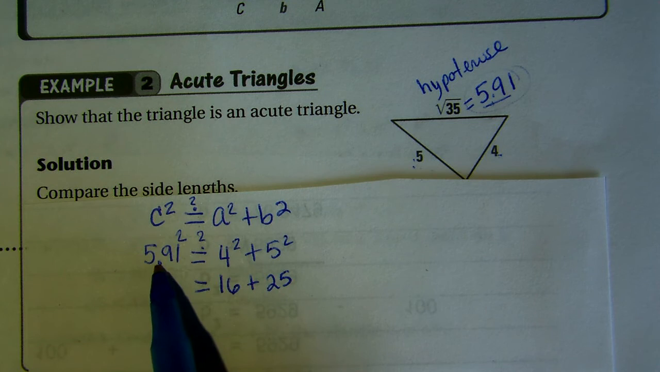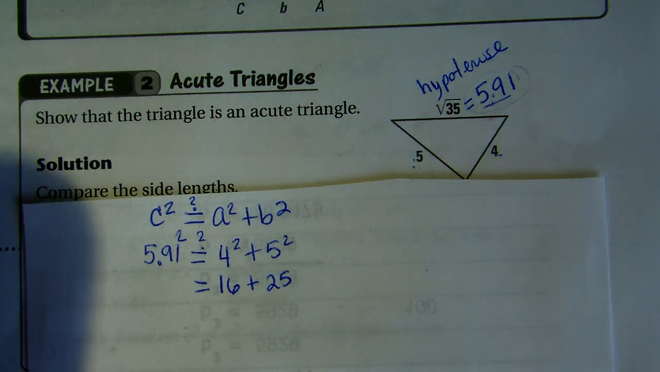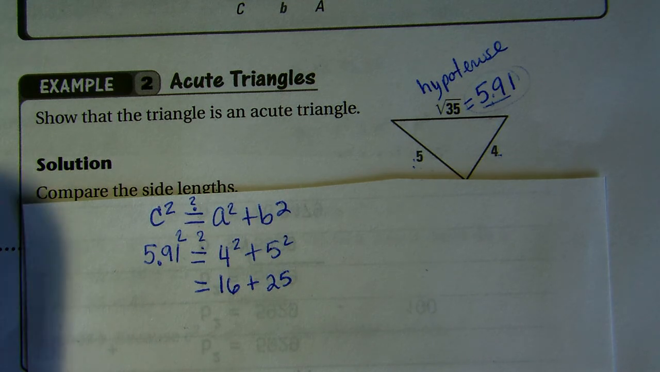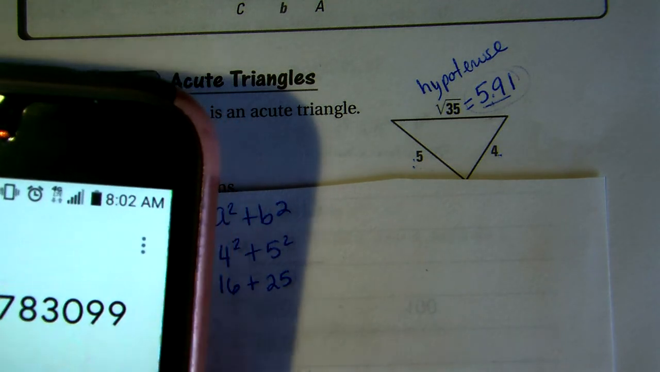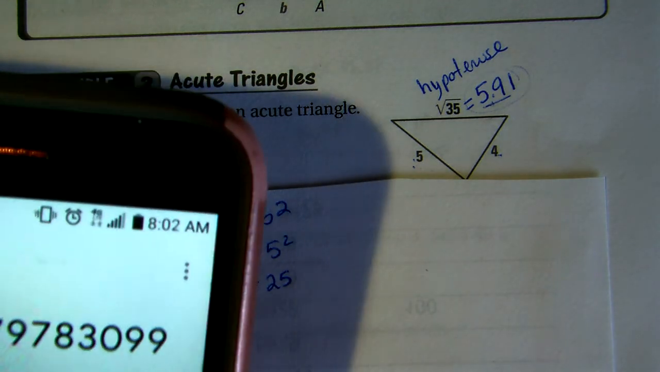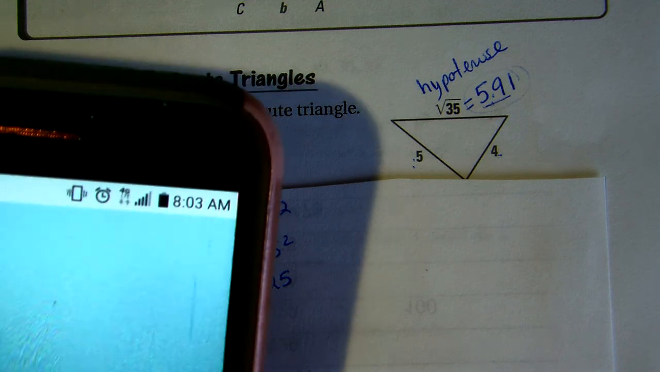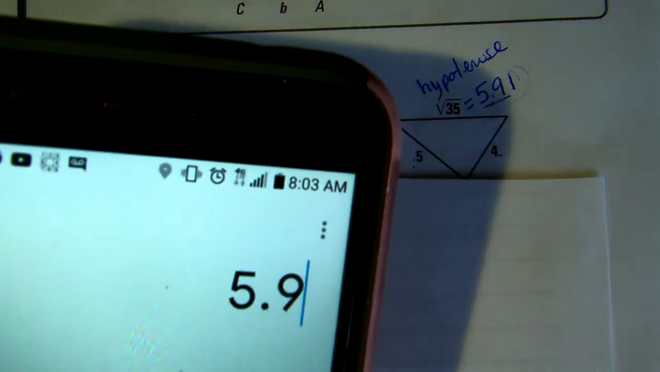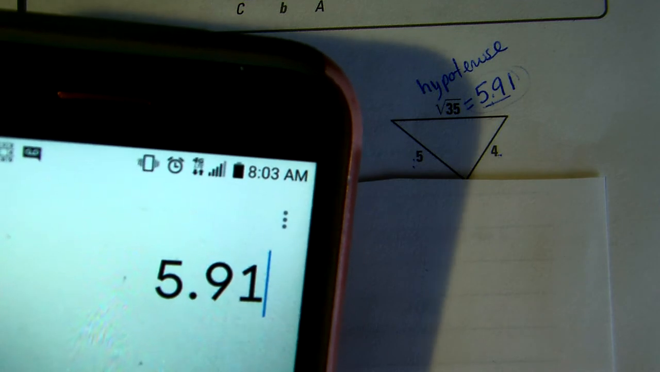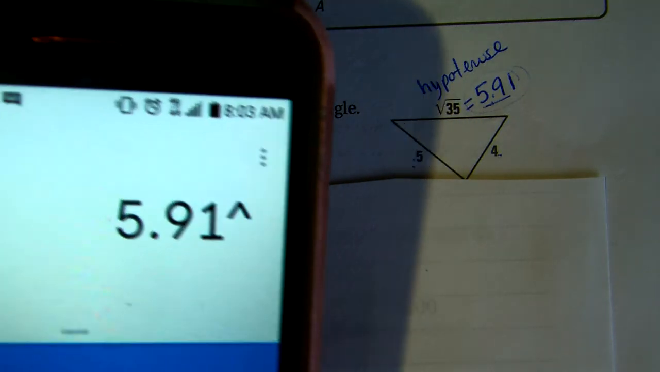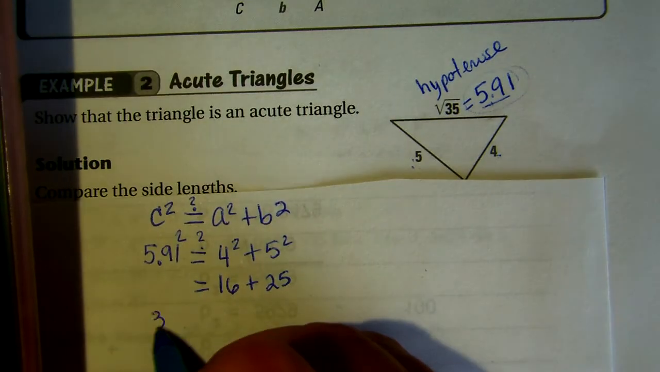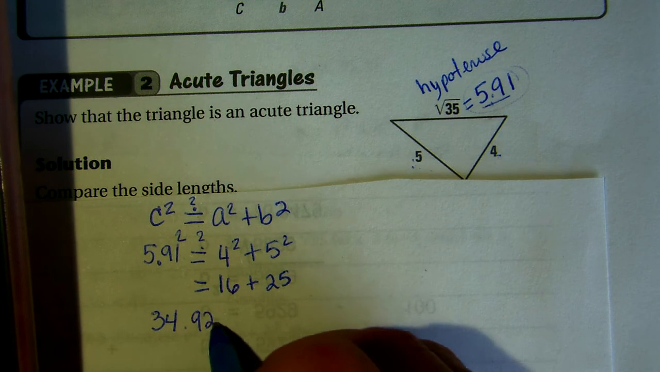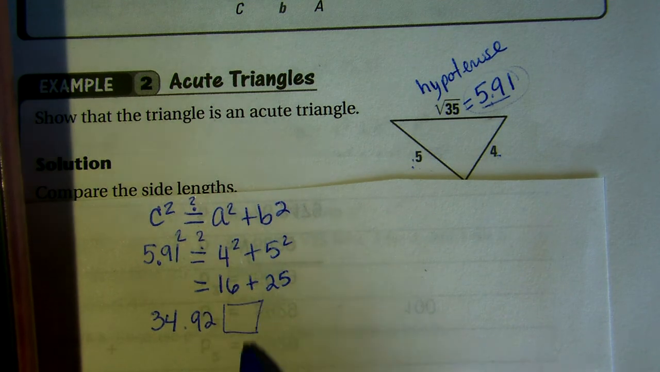Oh, sorry, I forgot to put this as squared. So let's get the power of 2 of 5.91. If you have a scientific calculator, since I already got this answer from the calculator, I'm just going to put 5.91 squared, and this gives me 34.92.